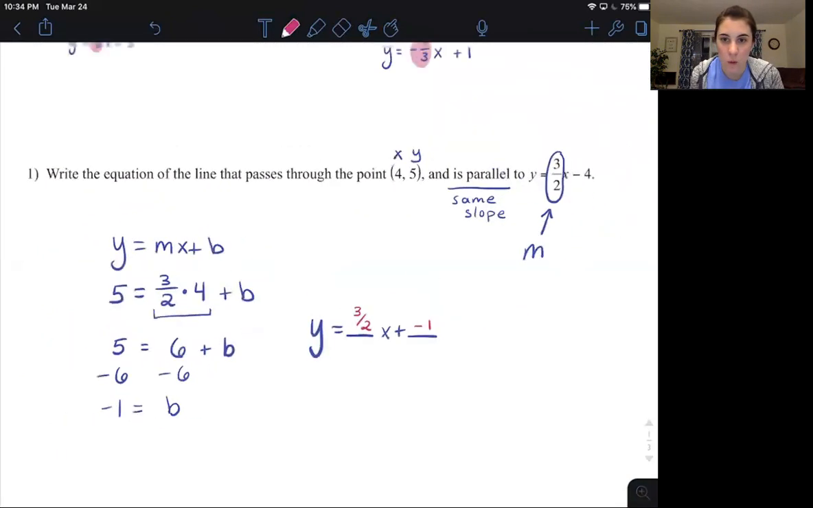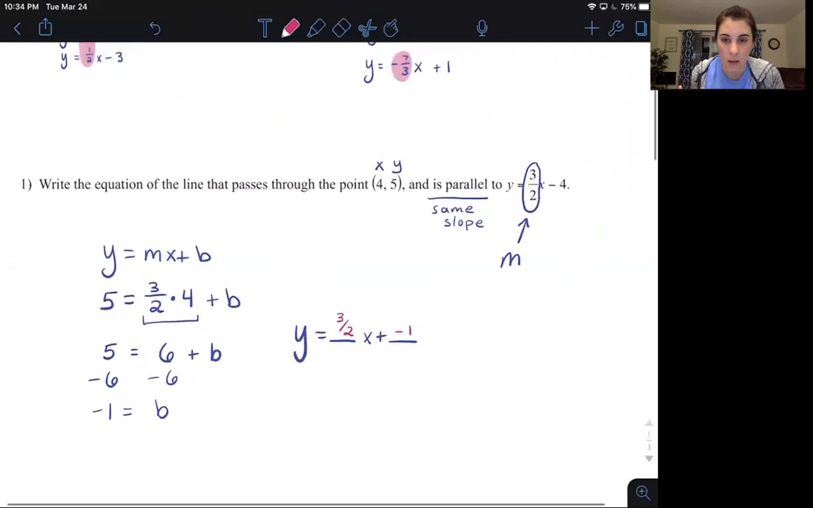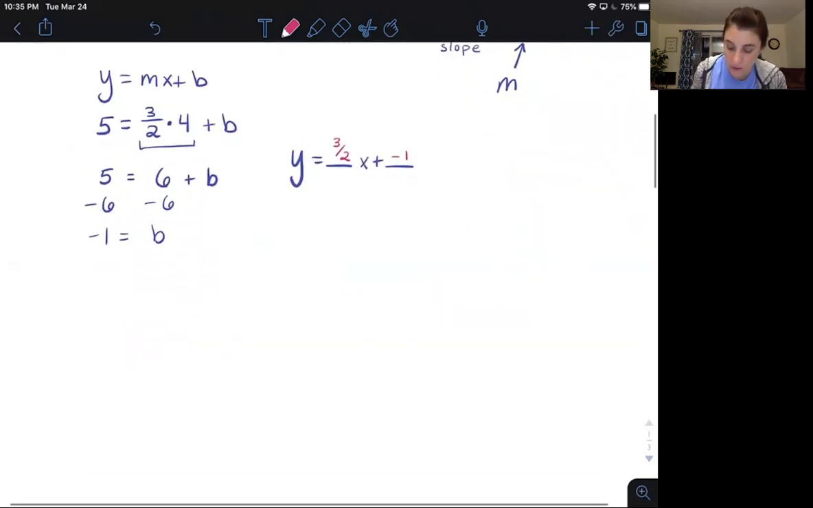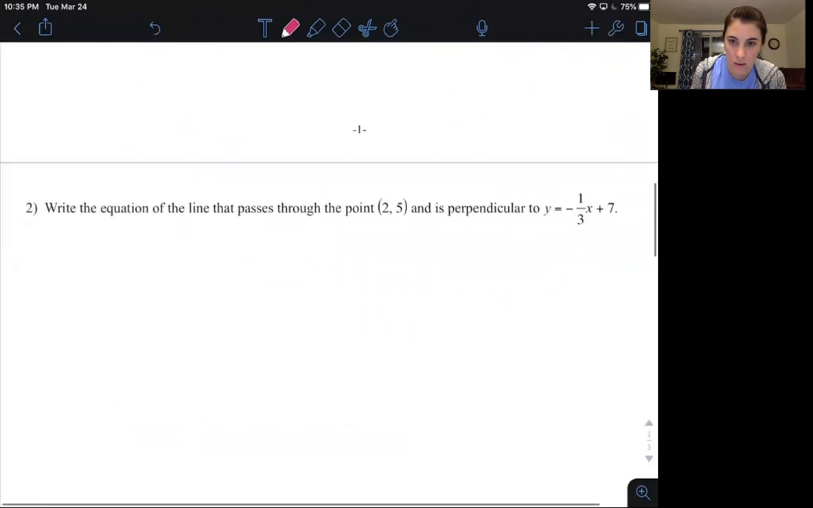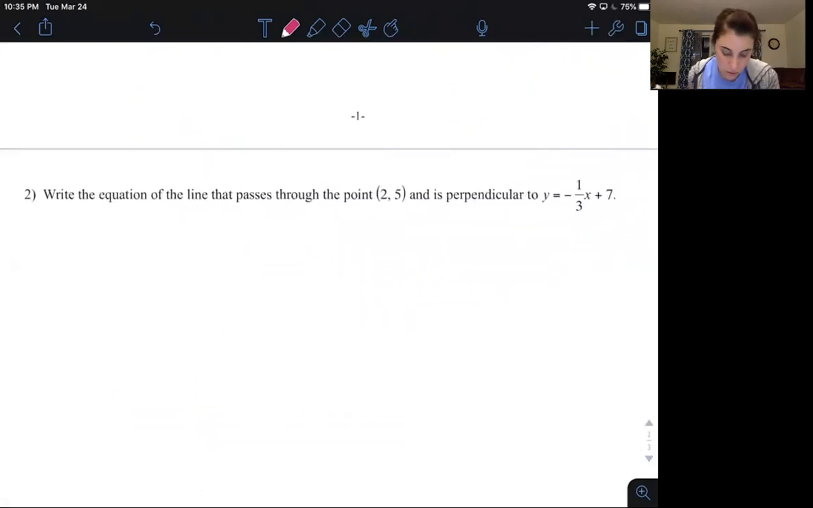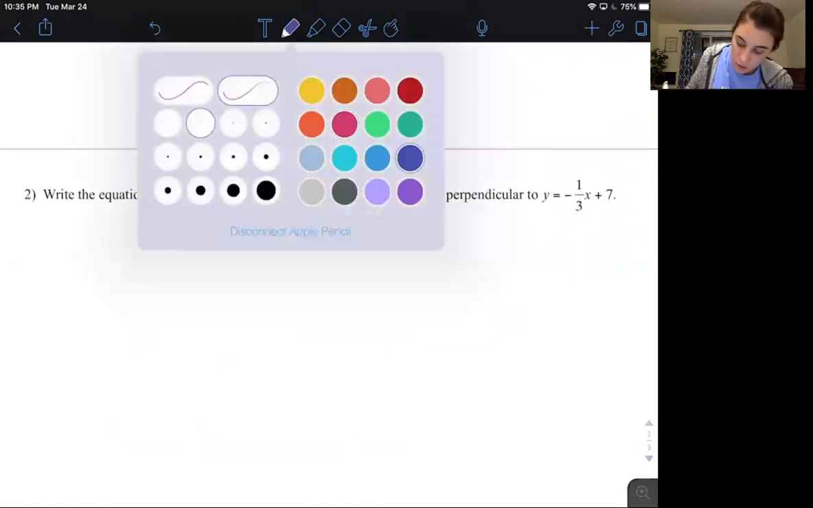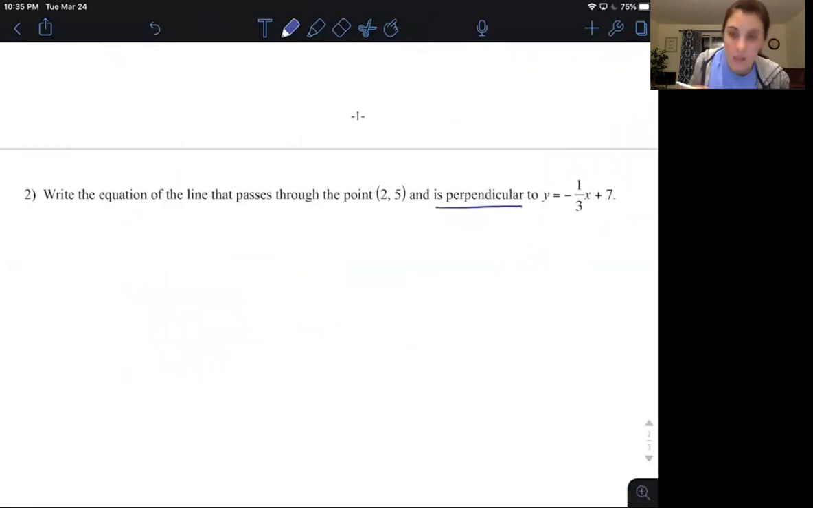Okay, I'm gonna go through one more example with you. So this was an example of talking about parallel, where you use the same slope. Now we're gonna do one that talks about perpendicular. So this is where they are opposite slopes. So this says, write the equation of a line that passes through the point 2,5 and is perpendicular to the line y equals -1/3 x plus 7.